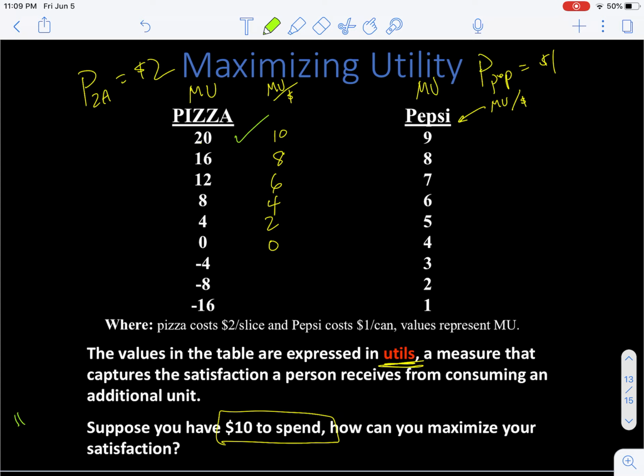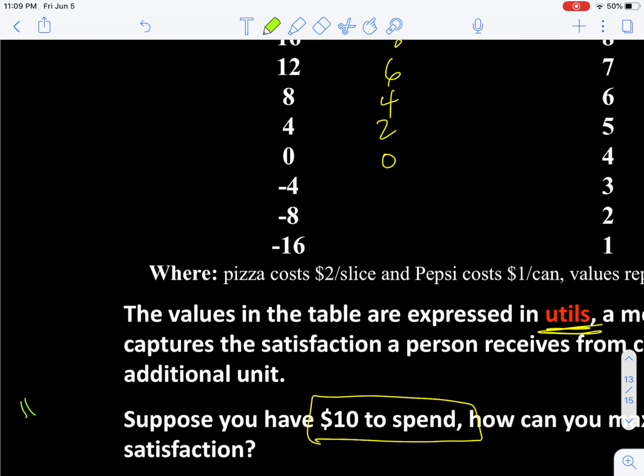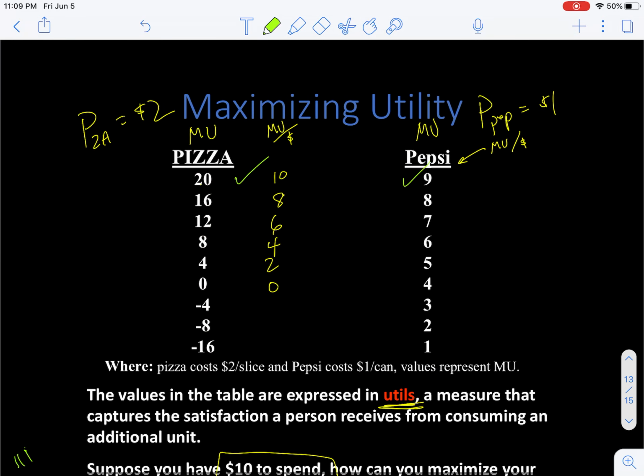Now, what am I going to buy next? Well, our theory says I buy the thing that gives me the highest marginal utility per dollar. So which is that? My first can of Pepsi, which gives me 9, or my second slice of pizza, which gives me 16 in total, but 8 per dollar because it costs $2. Well, the next thing I should buy is a Pepsi, right? Because that gives me more bang for my buck than the pizza. So I'm going to spend $1 to buy a Pepsi. So now I have one pizza and one Pepsi.